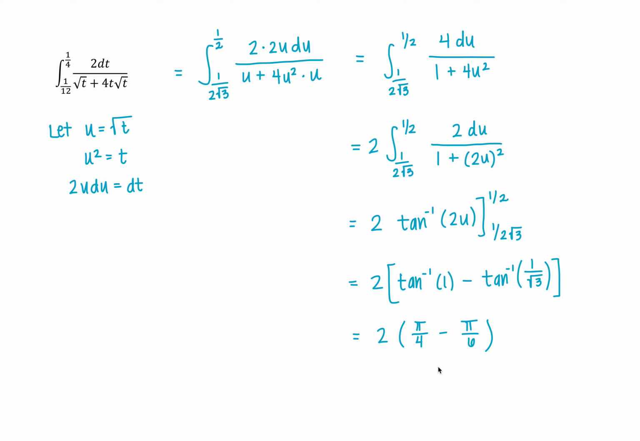And if you find a common denominator and then subtract pi over 4 minus pi over 6, you're going to end up with pi over 12. So we have 2 times pi over 12, which would be 2 pi over 12, or pi over 6.